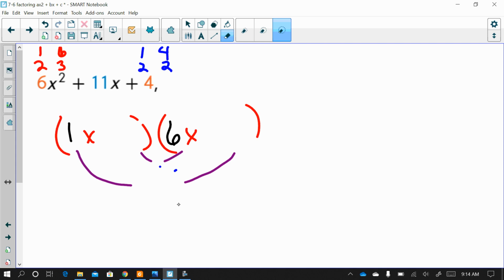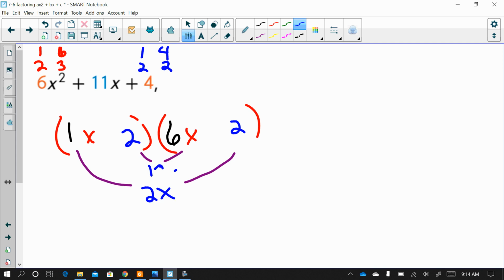Okay, so looking at this, the 1 and the 6 definitely does not work with the 1 and the 4. So let's try the 2 and the 2. Put a 2 and 2. On the outside, I get 2. Inside, I get 12. Do the 2 and 12 make 24? Or make 11? Absolutely not. Okay, so do I need to flip-flop these? No, because it's the same number.